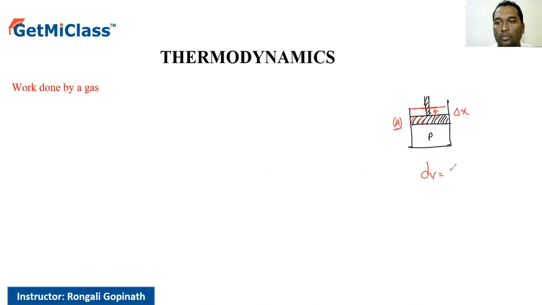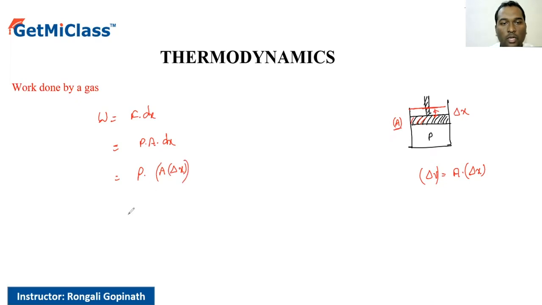Then the change in volume is A into delta x. Let's make it delta V for ease. So delta V is A into delta x, right? Now, how do we calculate work? Work done is generally given by F into dx. Force is nothing but pressure into area, so P into A dx, or A into delta x, can also be written as P times dV or delta V. This is the work done by a gas.